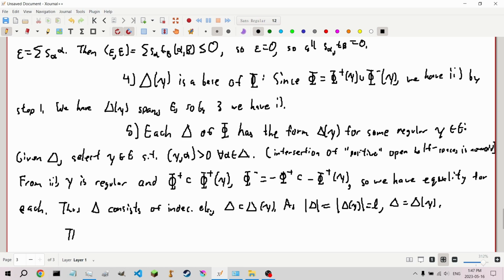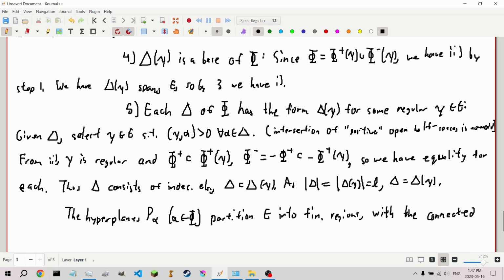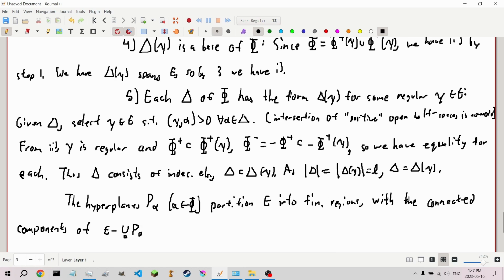So now we note that the hyperplanes P_alpha, for alpha being a root, partition the Euclidean space into finitely many regions, with the connected components of E minus the union of these hyperplanes being called Weyl chambers of E.